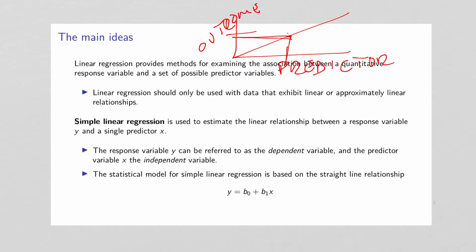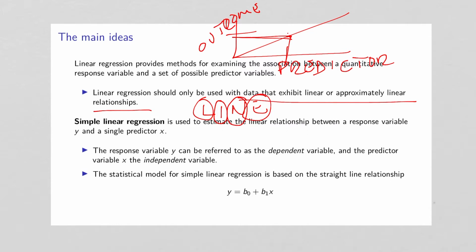It should only be used with data that exhibit linear or approximately linear relationships. Something that we'd like to say is the acronym LINE: linear, independent observations that are normally distributed and with equal variances. So we'll go through all of that.